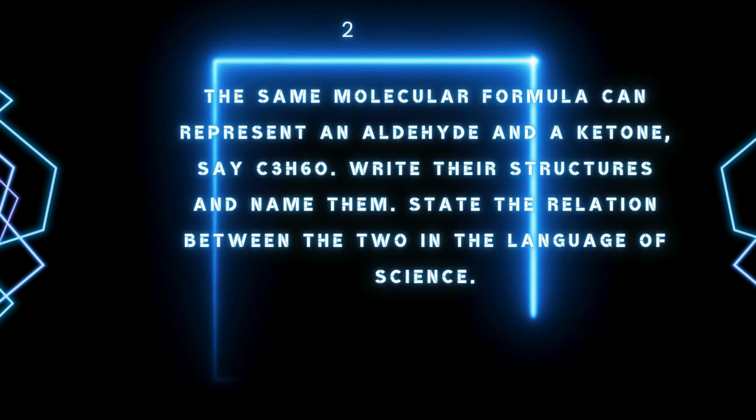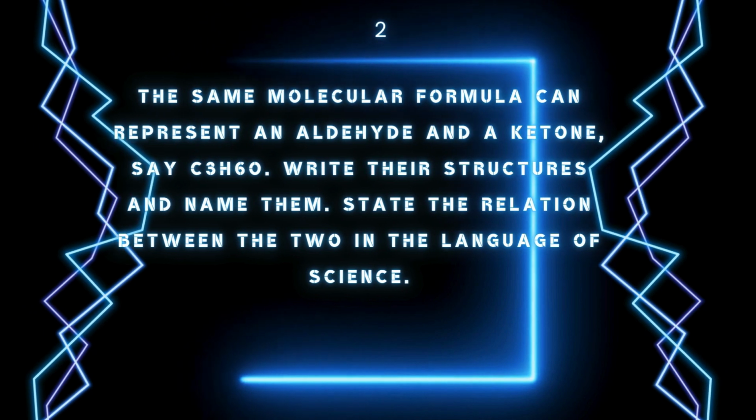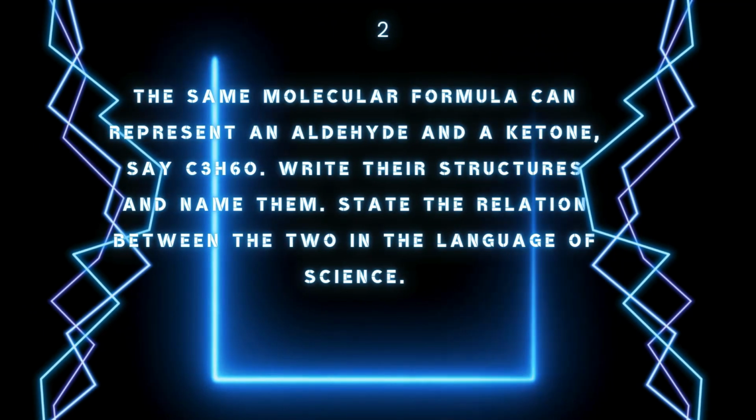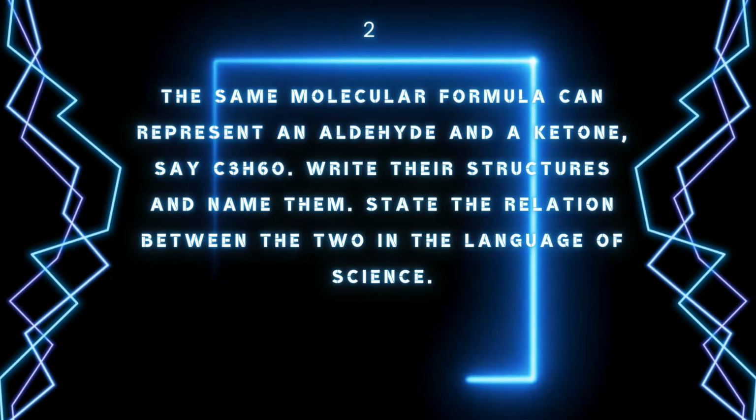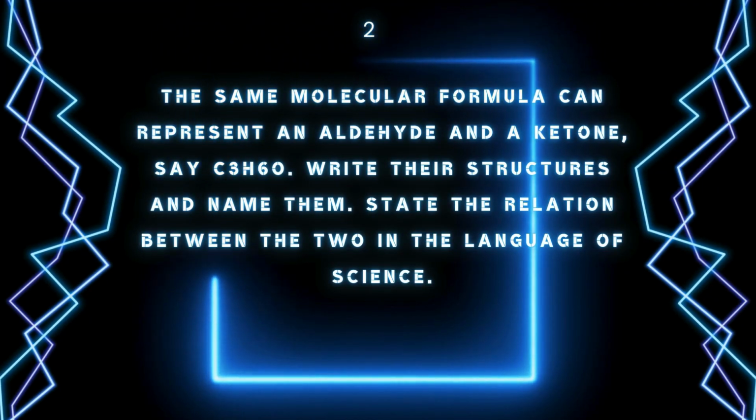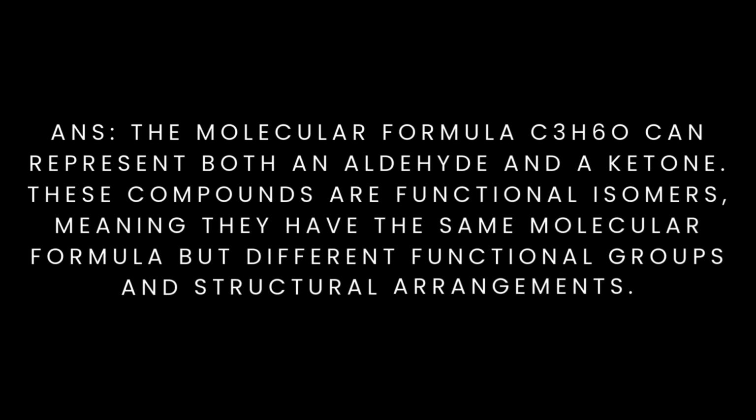Question number 2. The same molecular formula can represent an aldehyde and a ketone, say C3H6O. Write their structures and name them. State the relation between the two in the language of science. Answer. The molecular formula C3H6O can represent both an aldehyde and a ketone. These compounds are functional isomers, meaning they have the same molecular formula but different functional groups and structural arrangements.